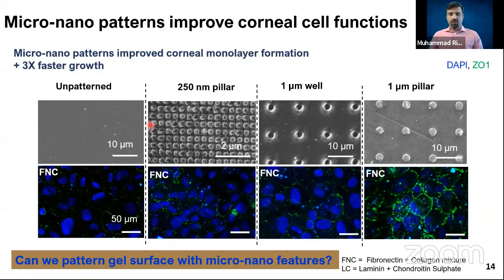Okay, so my previous research had shown that if we take these corneal cells and culture them on biomaterials with different micro or nano features on them, we can really control how cells grow. So we can have, let's say, 250 nanometer pillar structures on a biomaterial surface. In this case, it's a simple polystyrene cell culture where we can have wells, we can have pillars of 1 micron diameter. And we noticed that, compared to a regular flat surface, these 1 micron pillars were really giving us better cells.